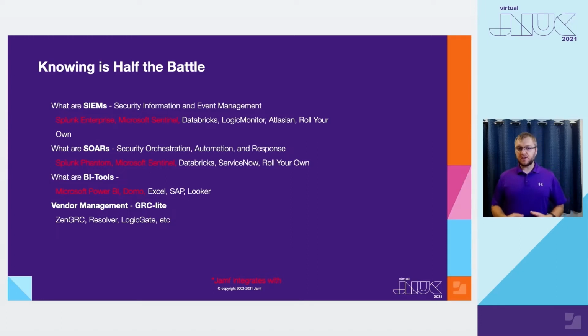Tangential to these, we typically also have BI tools or business analytics tools. Business analytics tools would be like your Power BI, your Domo. Dear God, I hope you're not using Excel for your BI tools, but it's pretty common as well. You also have SAP Looker. There's not a huge difference between a BI tool and a SIEM tool. Usually it's kind of more who is the end user of the data. A SIEM will present the same information, but in a context to a security or network administrator, whereas a BI tool is designed to present more information related to like business executives. So you tend to see a little bit cuter graphs in the BI tools.